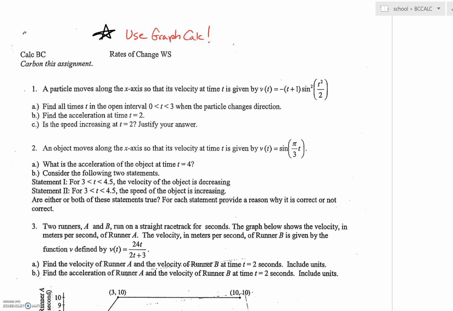Let's read number one. We're going to do number one together. It says a particle moves along the x-axis, so its velocity at time t is given to us as v of t equals negative (t plus 1) times sine squared of t squared over 2. Part A, they want you to know when your particle changes direction.